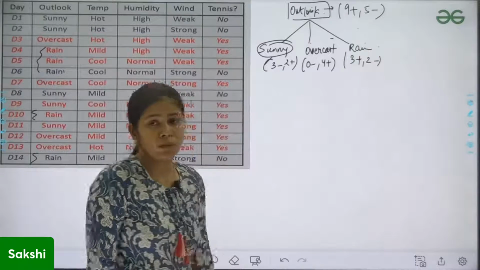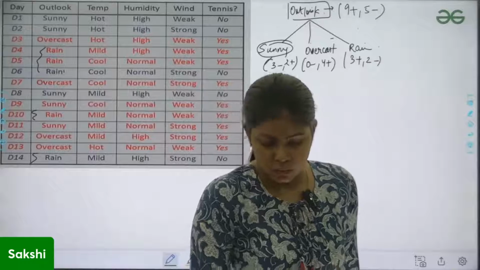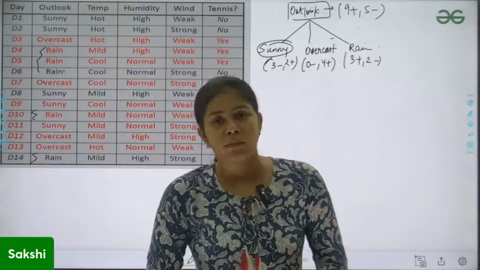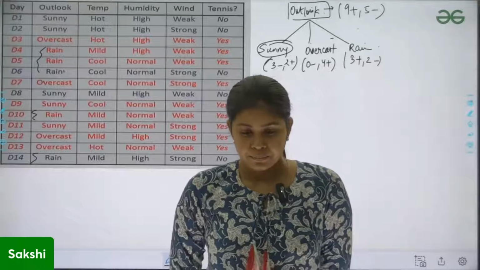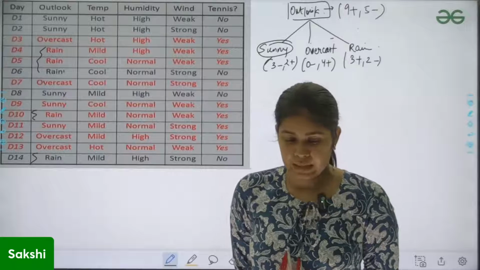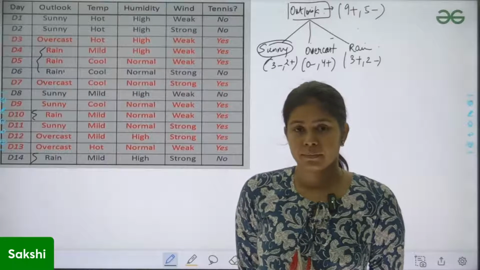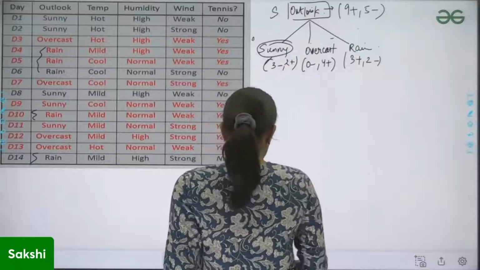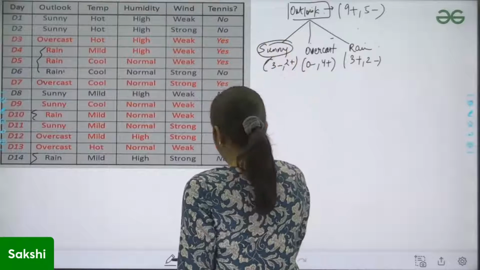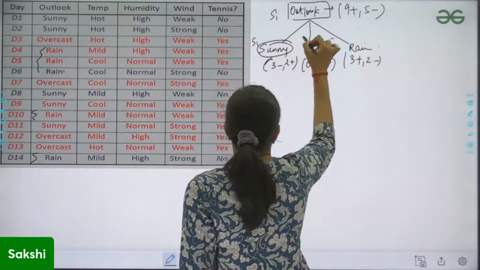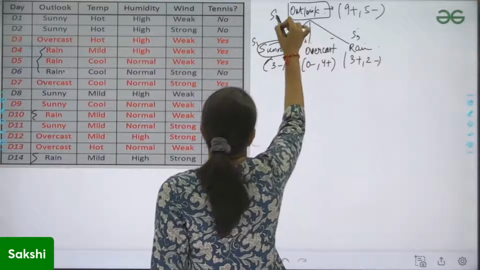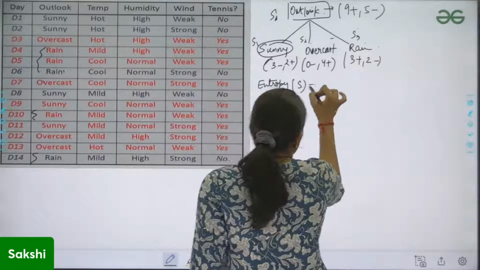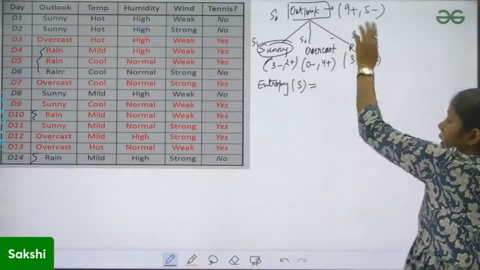So now I want to find out information gain for this outlook column, outlook feature, right? So tell me guys, what would be the information gain here? Just try to find out by yourself. Let me know. So what would I do? Let's take this as S, and S1, S2, S3, right? I can find out entropy of S here.